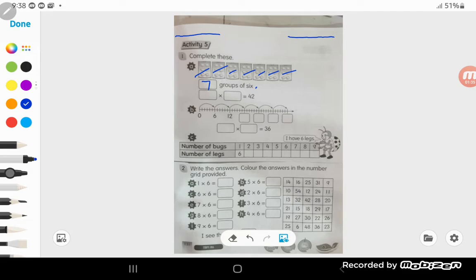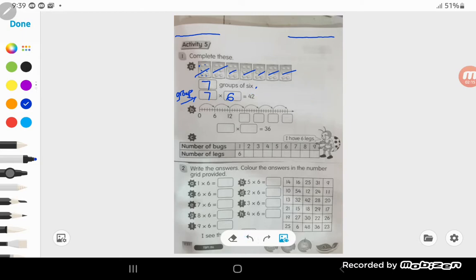So last time when I taught you this one, this one is about groups. How many groups? You already counted 7. So you put 7 times what? Each group. How many in each group? How many biscuits? 1, 2, 3, 4, 5, 6. Your answer is 6, because this one is each group. That is your answer.